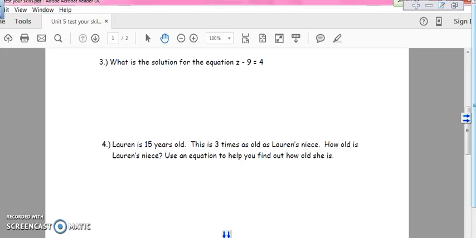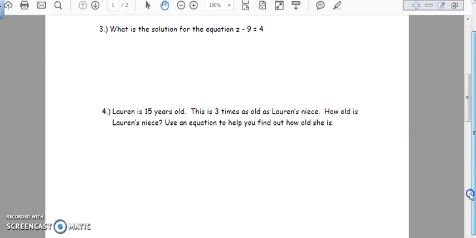Okay, let's continue on. What is the solution for the equation z minus 9 equals 4? I'm going to draw my line down the middle. Here's my variable, so I've got to kick out the minus 9. How do I kick out a minus 9? I'm going to add 9. So z equals 4 plus 9, which is what? 13. Great.